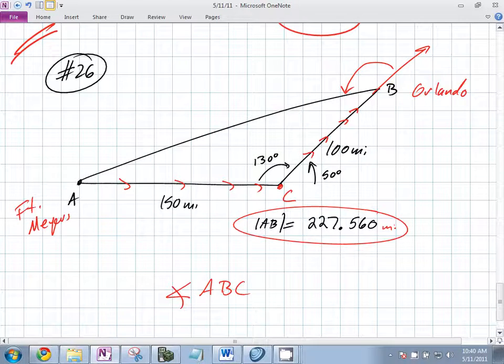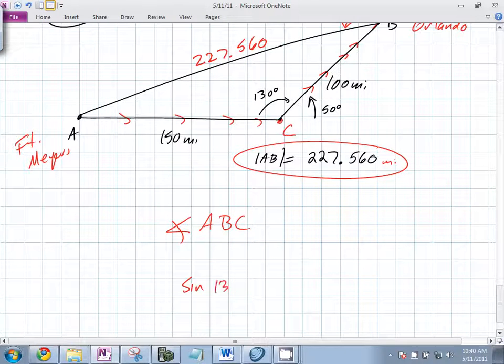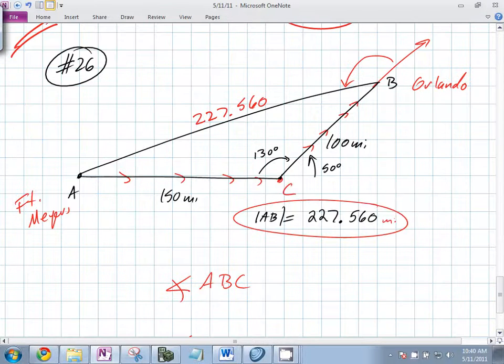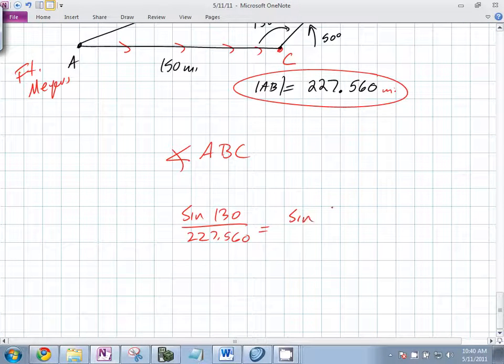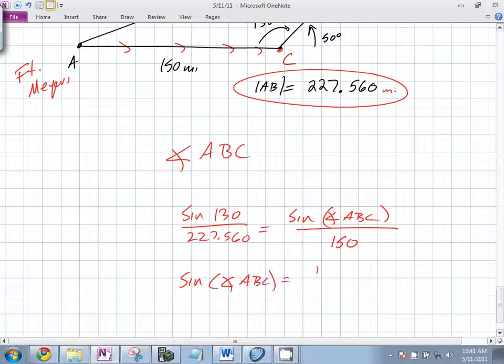Now we have 227.560. We know that sine of 130 over 227.560 is equal to the sine of angle ABC over what? 150, exactly. So sine of angle ABC is equal to 150 sine 130 over 227.560. So do that out.